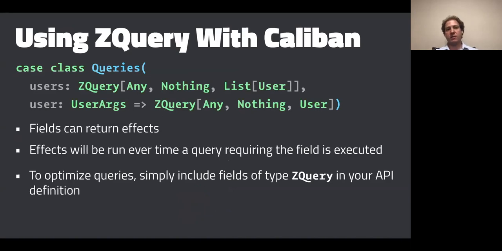And it's got a really nice integration with ZQuery built in, where, again, to model your schema, you would just create case classes here. So, to go back to our running example, you would do case class Queries, and then you'd have a users query that is going to return a list of users. And here you've got a user query that's going to take some arguments about the user and is going to return that user. And if you want to get optimization here, you would just replace ZIO or no effect with ZQuery here. And Caliban is automatically going to take all these things and combine them together so you get that maximum degree of parallelism.